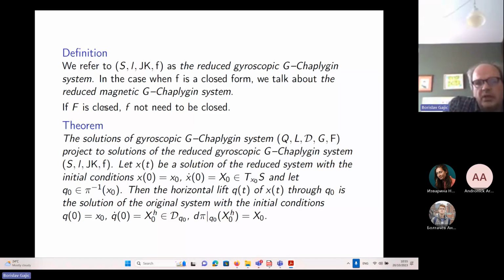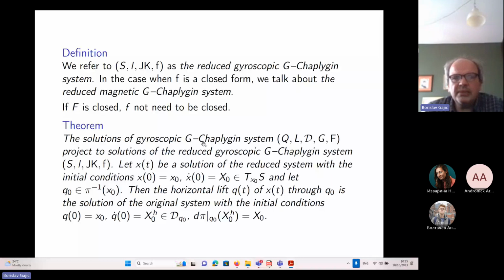And it is very interesting that if capital F is closed, the small f need not be closed. But if, for example, D is an integrable distribution, then this is automatically satisfied. The f is closed, and the small f is again closed. And of course the solution of the Chaplygin system projects onto a solution of the reduced system, and if we have a solution of the reduced Chaplygin system, one can lift it to a solution of the gyroscopic Chaplygin system on Q.